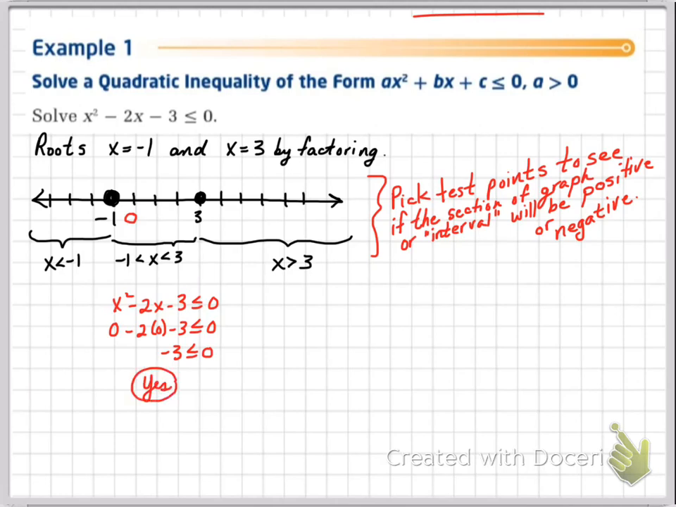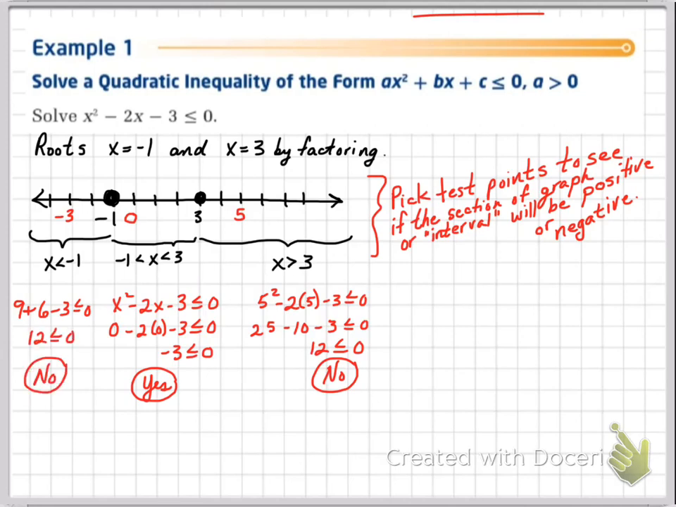If you pick a number on the other side, let's say 5, and plug it into our equation, 5 squared minus 2 times 5 minus 3 gives me 12. Is 12 less than or equal to 0? No, so that's not part of our solution. Let's try -3 on the other side. I also get 12, which is not less than or equal to 0, so that's not part of our solution.